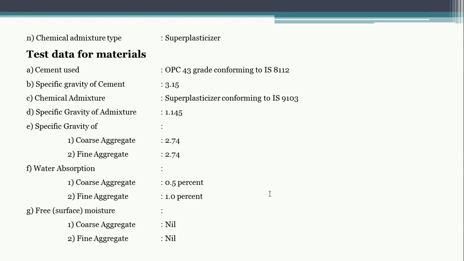Water absorption is the maximum capacity of the material to absorb water. So 0.5% is the maximum capacity that it can hold the water. Similarly, fine aggregate is 1%. Free moisture, they have given for coarse aggregate and fine aggregate as nil. Free surface moisture means that if the material surface has moisture on it, then we call it free moisture.